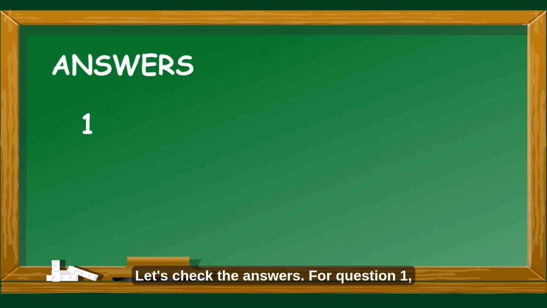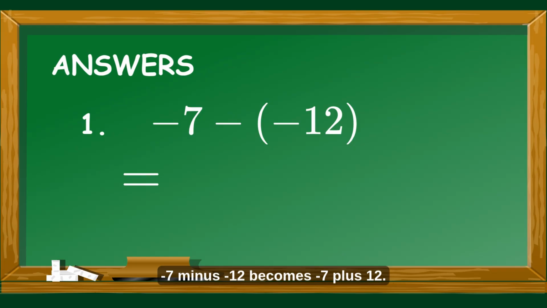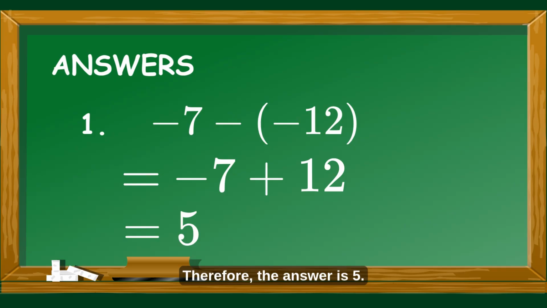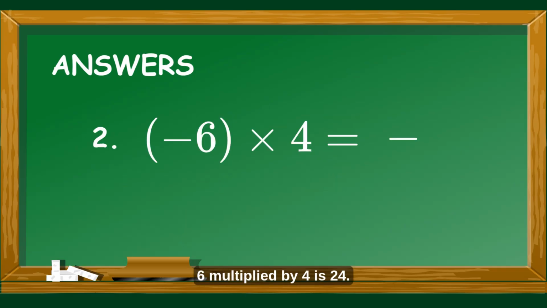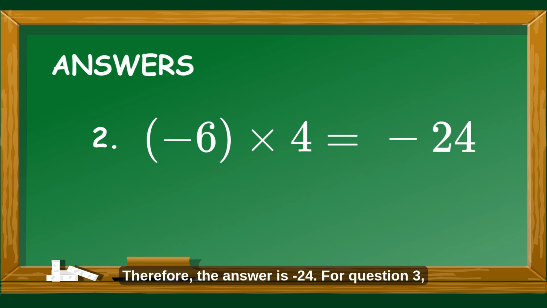Let's check the answers. For question 1, -7 minus -12 becomes -7 plus 12. Therefore, the answer is 5. For question 2, the signs are different, so the product is negative. 6 multiplied by 4 is 24. Therefore, the answer is -24.